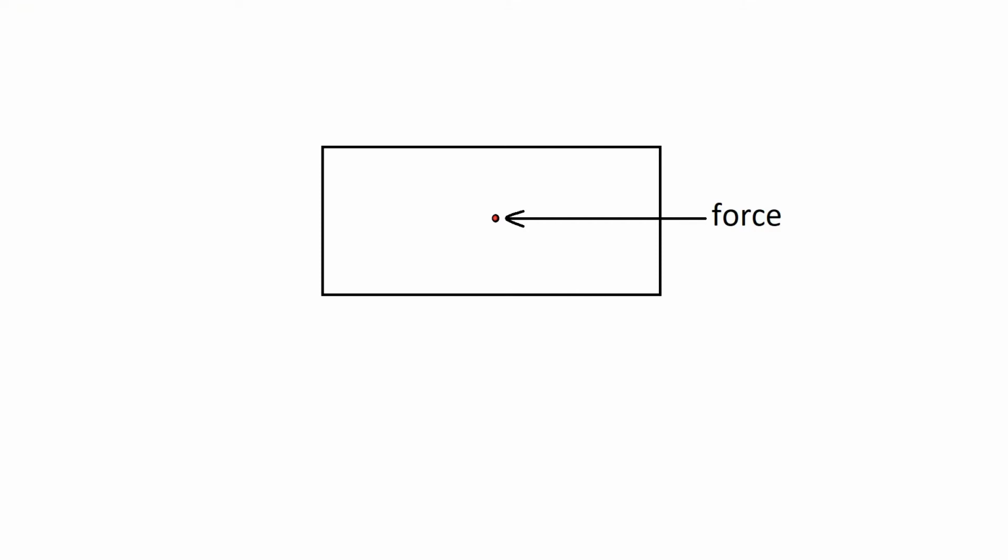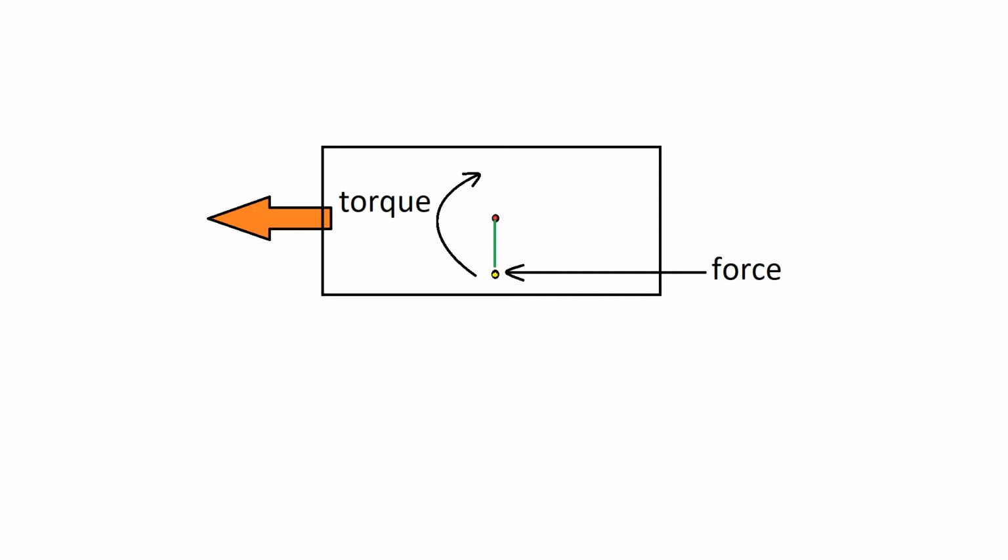If you add a force to an object and the force direction passes through the center of mass, the object will accelerate in that direction. But if the force direction does not pass through the center of mass, then that force creates a torque, and the object will move, plus rotate.